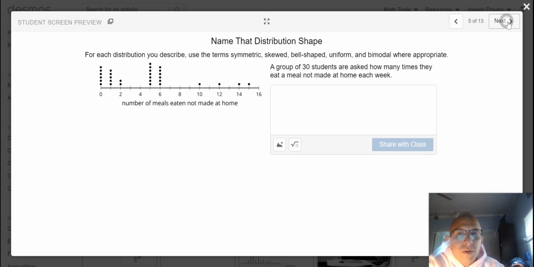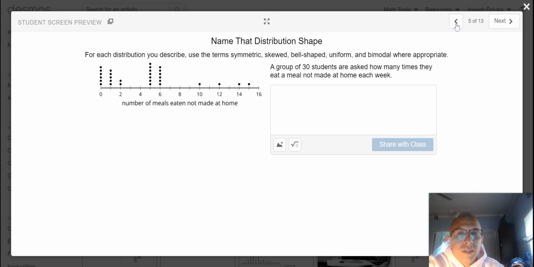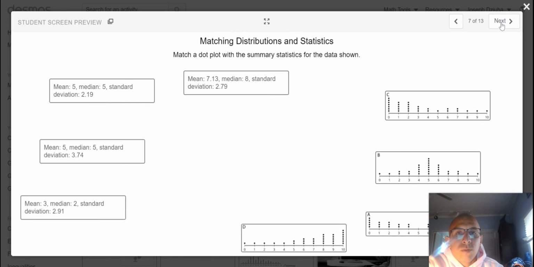Right, so as you can see, we have a bunch of different scenarios. So once again, please describe the distribution using the terms symmetric, skewed, bell-shaped, uniform, or bimodal where appropriate.